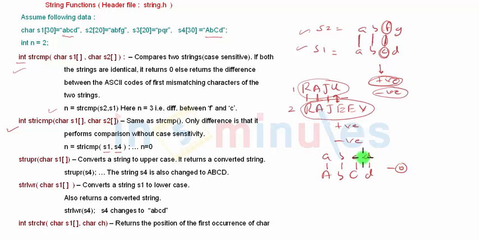If I had used these two strings with the comparison of strcmp, then in that case the first mismatch will occur over here. So A and A subtraction will give a positive value, because the ASCII codes of lowercase letters are in the 97 range and the ASCII codes of capital letters are in the 65 range.